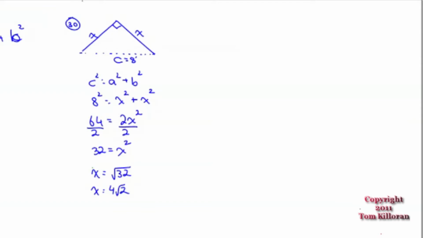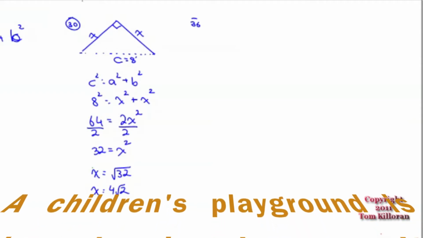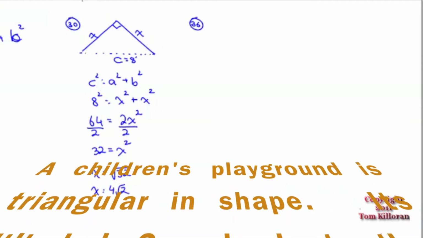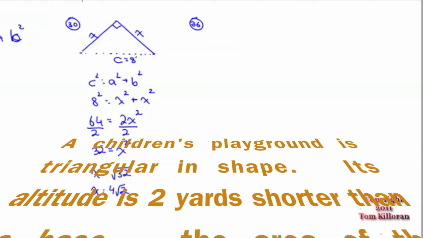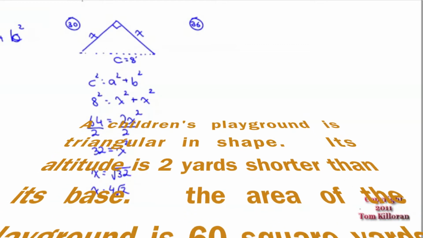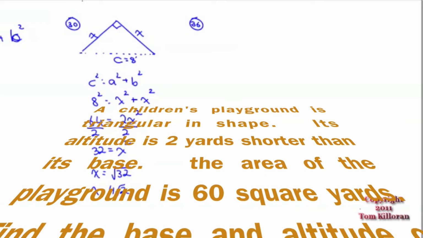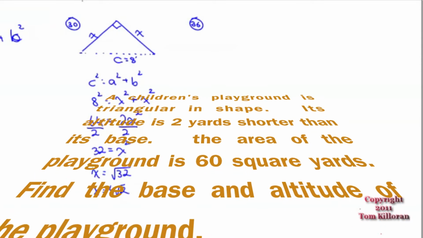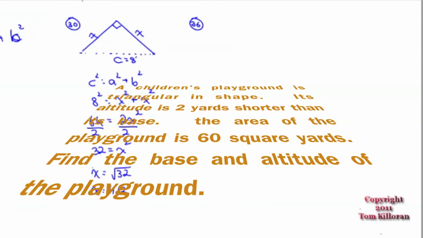Okay, let's do this one. 36. A children's playground is triangular in shape. Its altitude is 2 yards shorter than its base. The area of the playground is 60 square yards. Find the base and altitude of the playground.